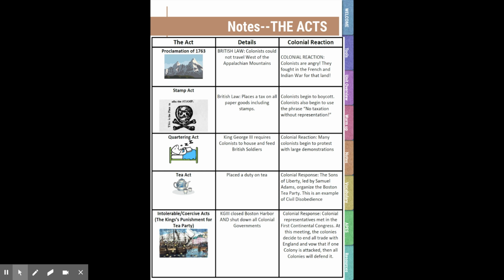The next act is the Quartering Act. The Quartering Act requires colonists to house and feed British soldiers. To make sure that the colonists are in line, King George keeps sending more redcoats, which are also English soldiers, to the colonies. So the Quartering Act requires that the colonists house and feed these soldiers.